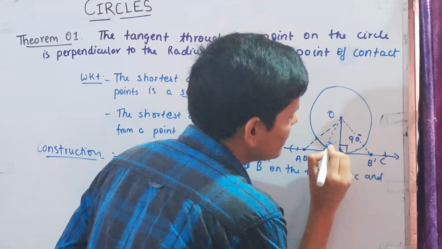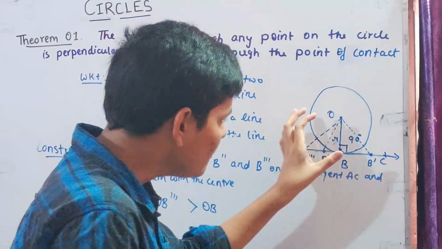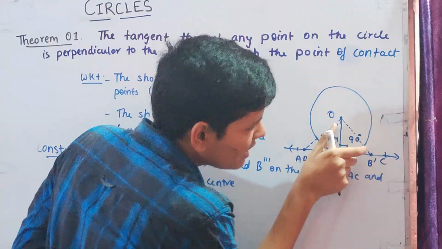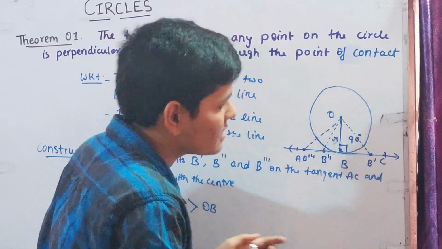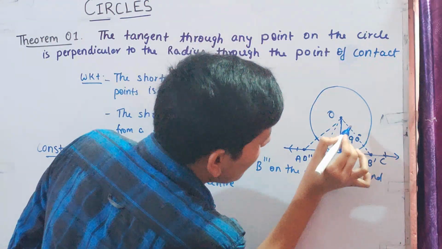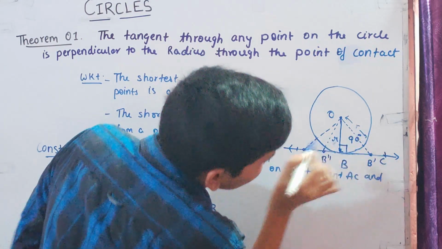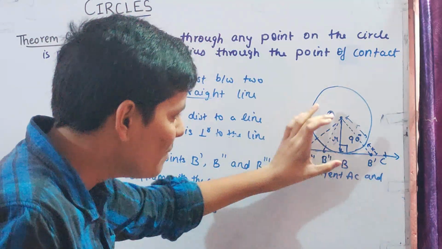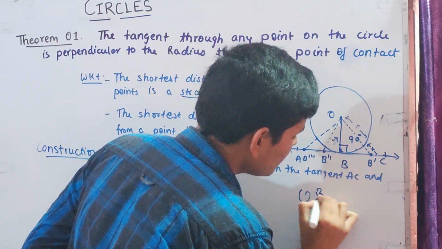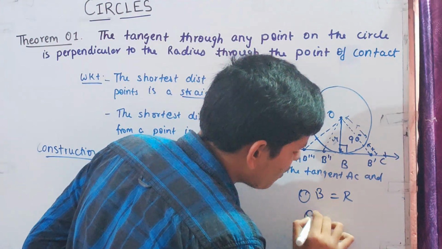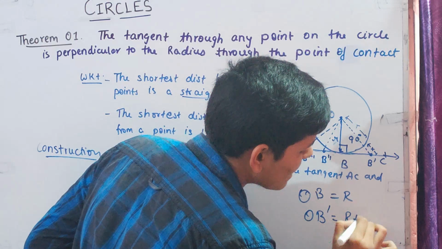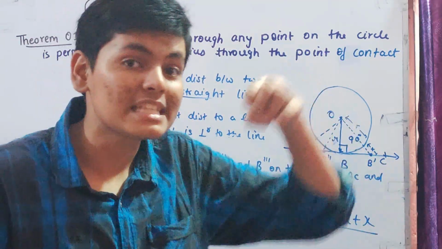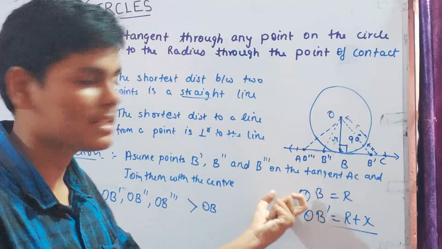What is this? It is the radius. Now, when we are checking the distance of OB dash, we have to travel the radius distance plus some additional distance. This is the radius, this is R from here to here, and this is some additional distance X, let us assume. So OB is R and OB dash is R plus X. Now which is greater? OB dash is greater. Which is the lesser one? OB is the lesser one.